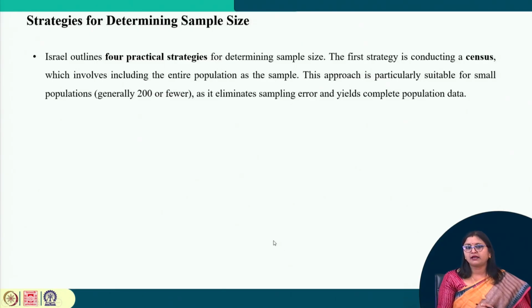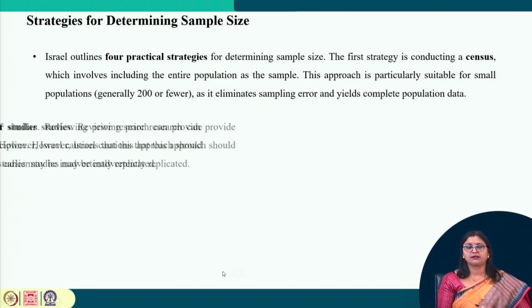So, strategies for determining the sample size. Because I have prepared this lecture with the help of the document of Israel, that is why I am quoting the name of Israel again and again. He outlined 4 practical strategies for determining sample size. The first strategy is conducting a census, which involves including the entire population in the sample. This approach is particularly suitable for small populations only, generally 100 or 200 or fewer. It eliminates sampling error and yields complete population data.